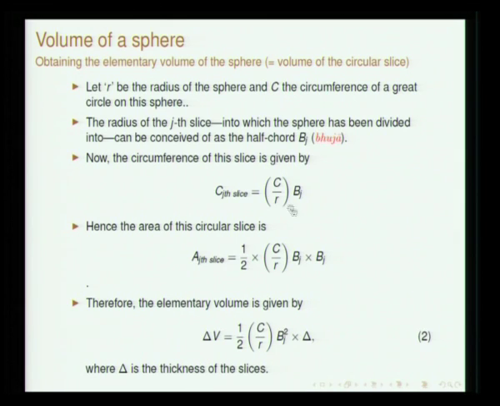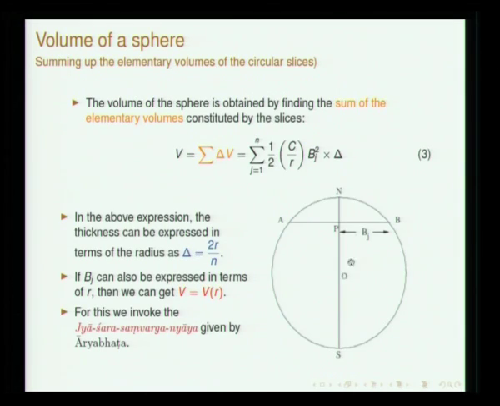That is what I am referring to as Bj. I use the notation B because they use bhuja. If you think of this, OB is karna and PB is bhuja. If you consider the triangle OPB, then PB is bhuja, which is basically the R sine.